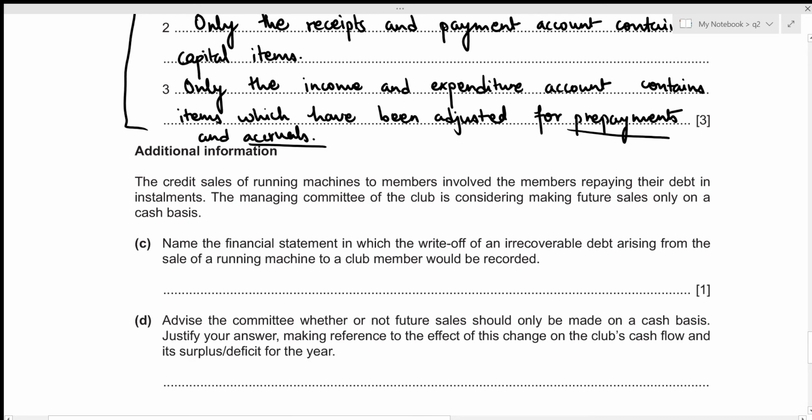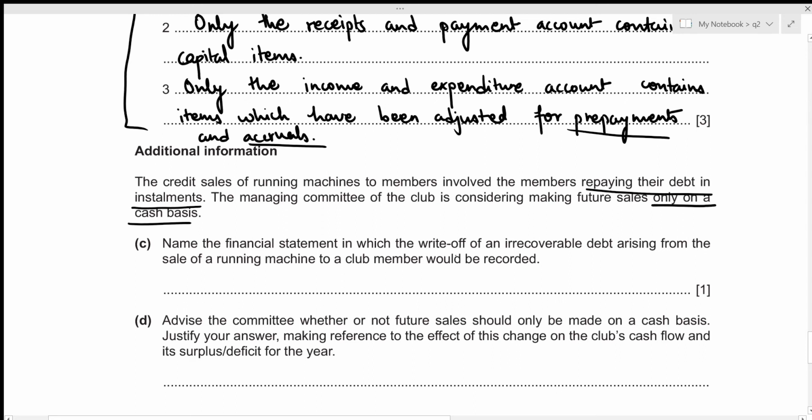We are given additional information. The credit sales of running machines to members involve the members repaying their debt in installments. Okay, so they're repaying their debt in installments. And the managing committee of the club is considering making future sales only on a cash basis. Now for the third part of this question, we need to name the financial statement in which the write-off of an irrecoverable debt arising from the sale of a running machine to a club member would be recorded.